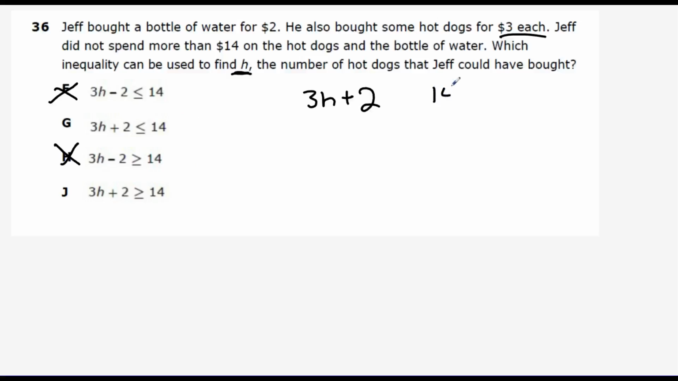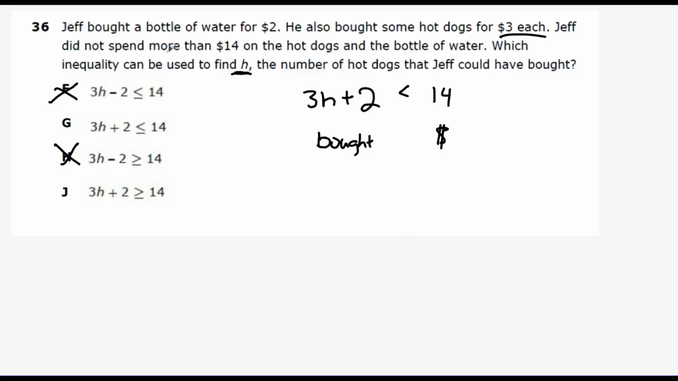It's only one option. So it says that's how much money he did not spend more than. So we need to figure out what symbol is going to have to go here. So what needs to be bigger or smaller, depending on how you think of it. So this is what he bought, and this is just cash that he has, right? So what he bought said was not more than $14. So this has to be less than.